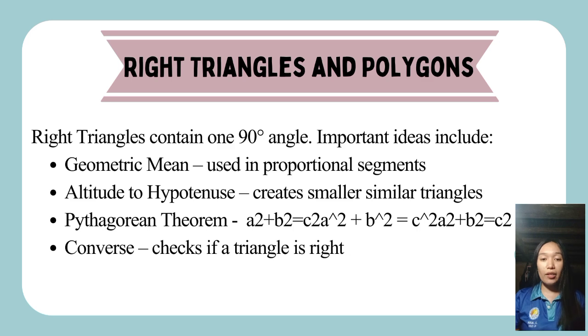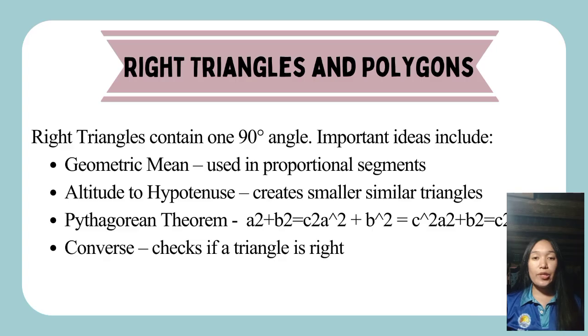So in a right triangle, the altitude to the hypotenuse is a perpendicular line drawn from the right angle vertex to the hypotenuse. So it divides the triangle into two smaller right triangles, each similar to the original, and helps calculate lengths using geometric mean relationships.